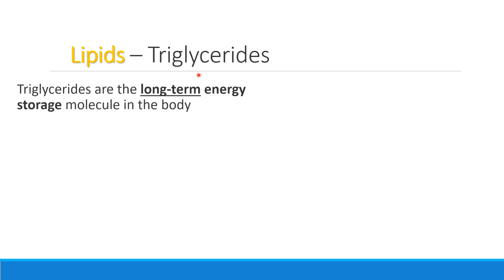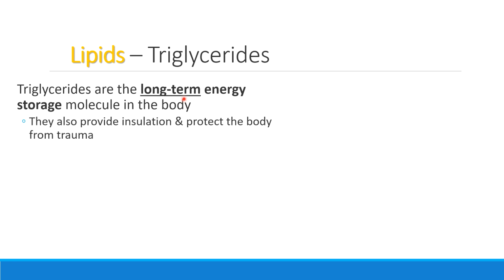So the first kind of lipid is what we call a triglyceride. When we talk about triglycerides, these are the long-term energy storage in the body. Remember that carbohydrates were my accessible form of stored energy in the body. So this form, not nearly as accessible, but that being said, it's a lot more effective. We can store a lot more energy in it.